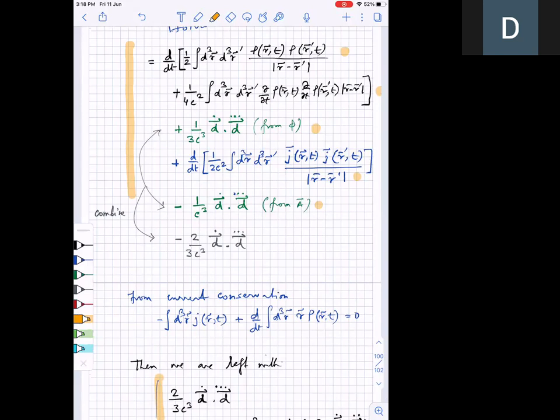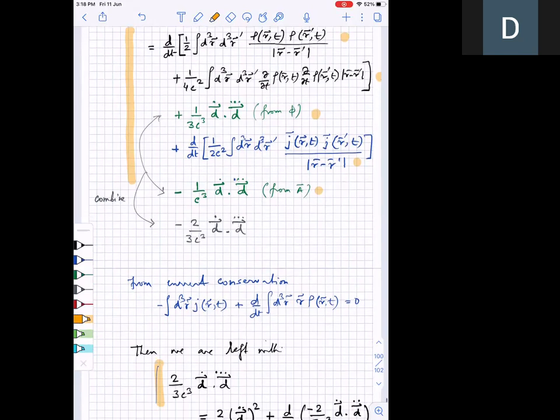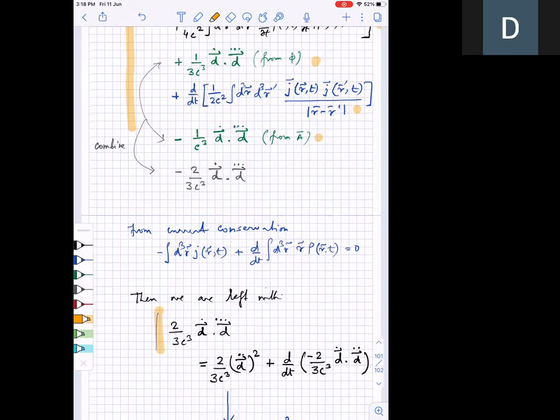And we can rewrite this number like this. So 2 by 3 C cubed D double dot squared plus D dt of another quantity. This thing is basically the summation of these two things. Now, this is the work done.